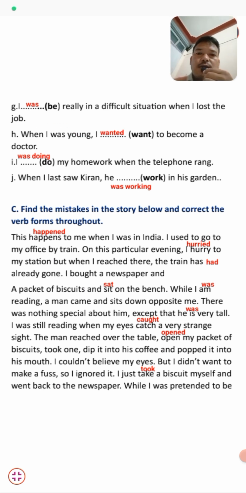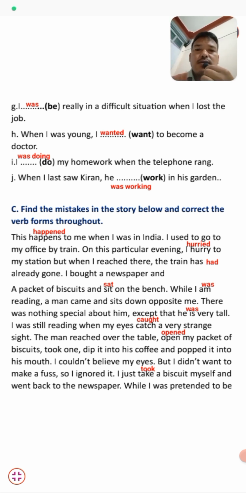G number here: I was really in a difficult situation when I lost the job. Here, what is the second form of be? It's was. Be, was, been. Been is the past participle, that is the third form. I was really in a difficult situation when I lost the job.